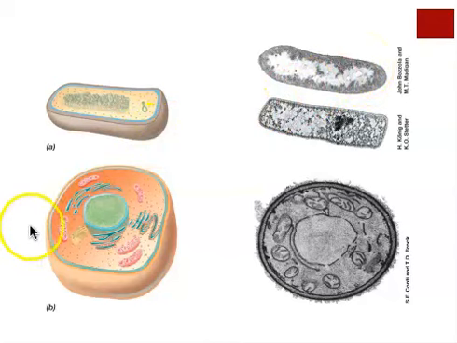Now compare that with this drawing on the lower left. This is sort of a generic eukaryotic cell. Eukaryotes are single-celled sometimes, but can also be multicellular, like you and I. Eukaryotic cells also contain organelles, and that's what you can see in this drawing.